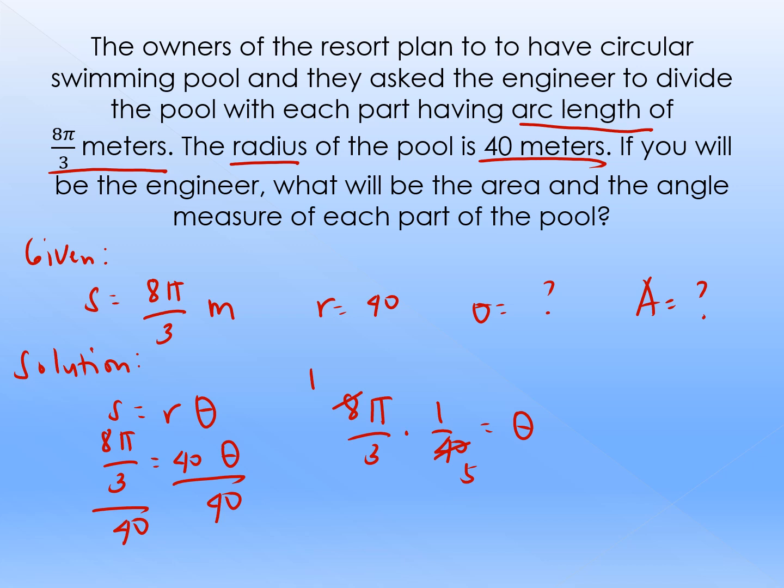So 1 times 1 is 1. So we're going to have pi. 3 times 5 is 15. So we have pi over 15. So therefore, our theta is equal to pi over 15.